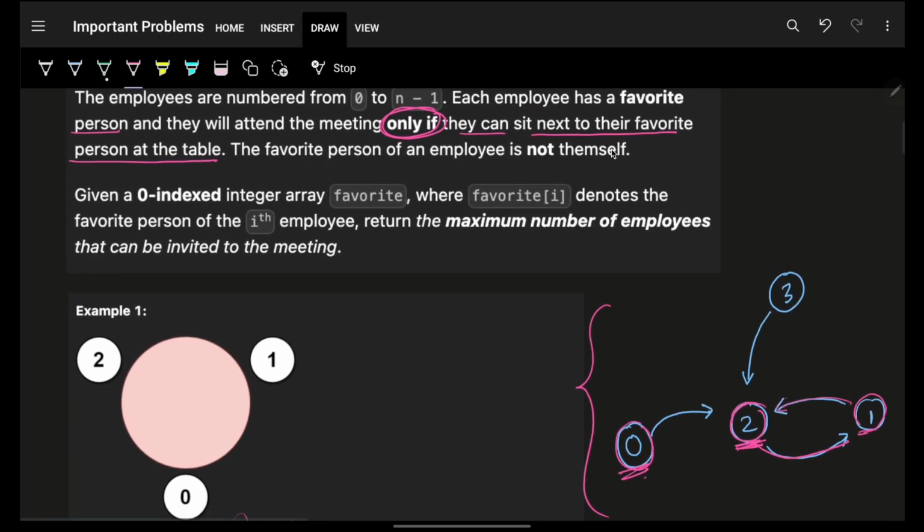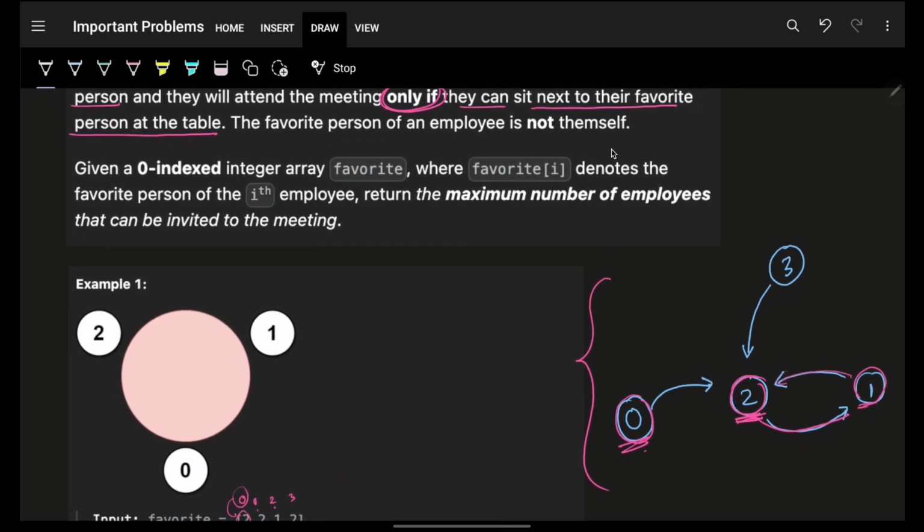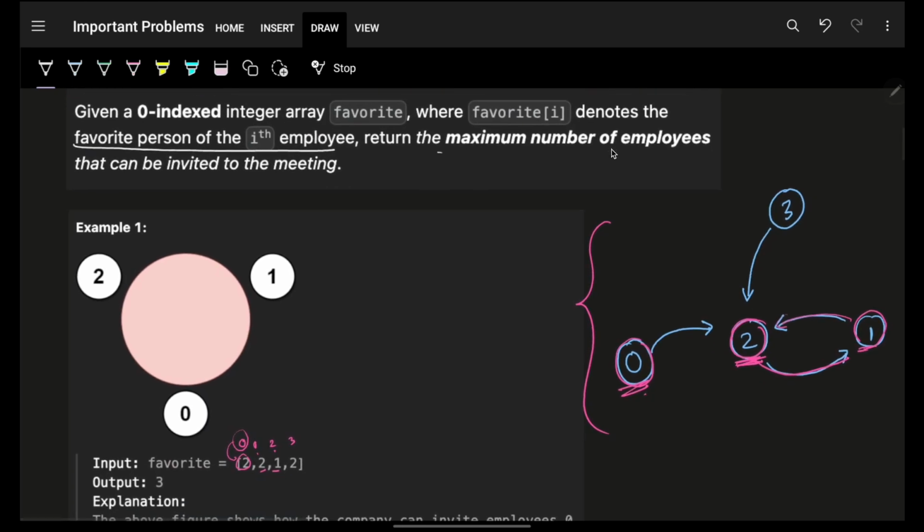Okay, let's continue. Ultimately, it says that the favorite person of an employee is not themselves, which means there will not be any self-cycle. It is not a self-obsessed person. You are also given a zero-indexed array favorite, where favorite[i] denotes the favorite person of the ith employee. I have to return the maximum number of employees which I can invite to a meeting.